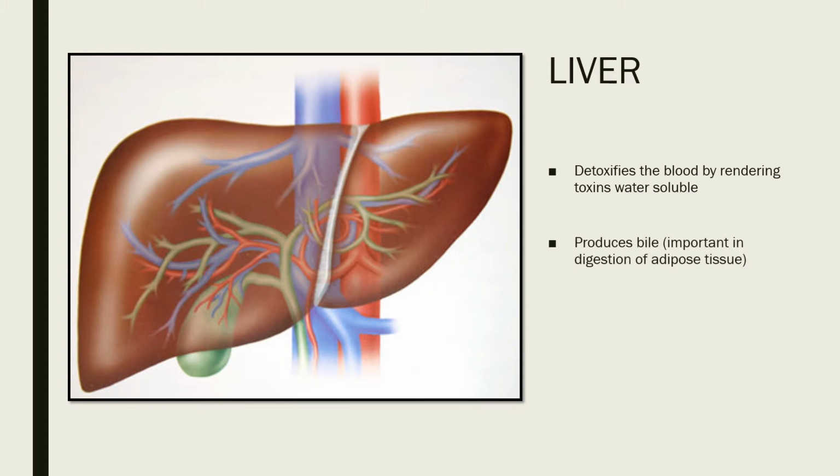Now, the liver also produces bile, which is important in the digestion of adipose tissue. It also produces cholesterol, which is very important because cholesterol is the precursor to many steroid hormones. And it also is involved in the conversion of glucose into glycogen for energy storage.